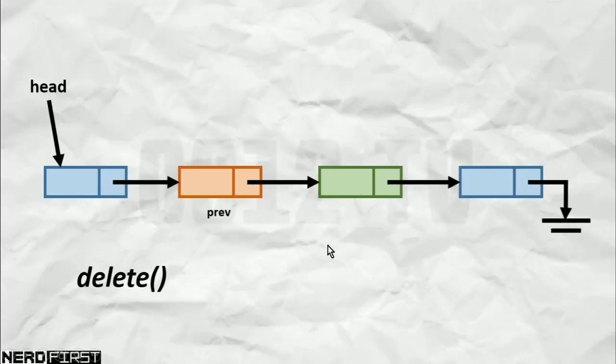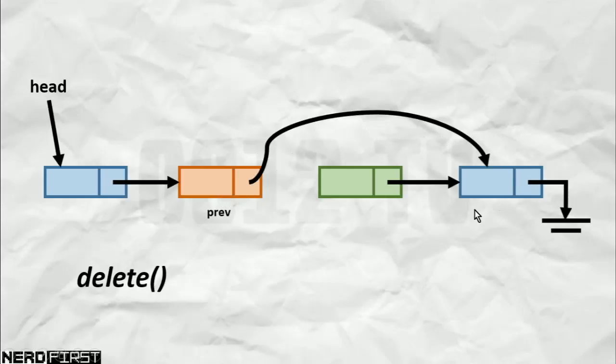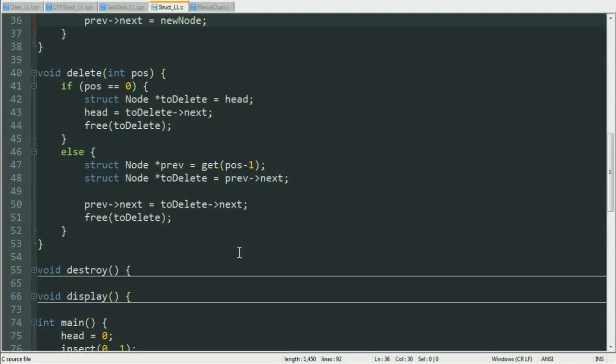Once you have that, it's simply a matter of taking the previous item and pointing it to that item. The idea is that the item you want to delete now becomes out of reach. Going back to our code, here is how we would do it, right? You give it the position. If it is the first item, we simply point the head to the item that comes after the current head.